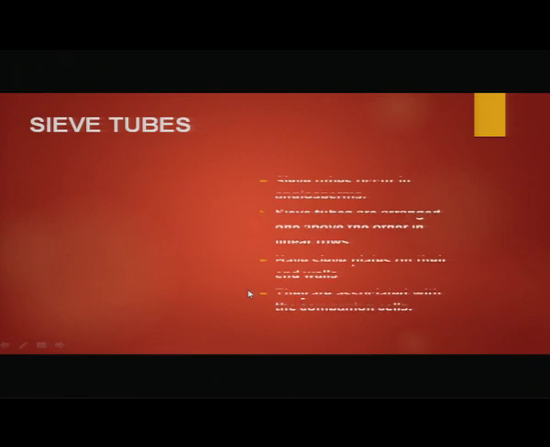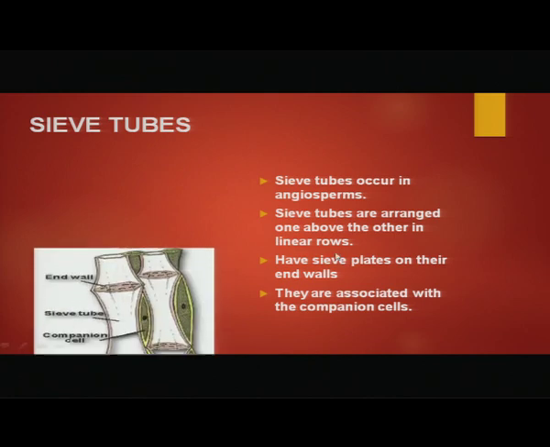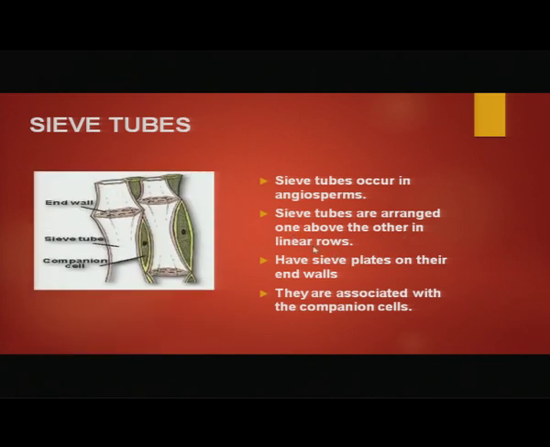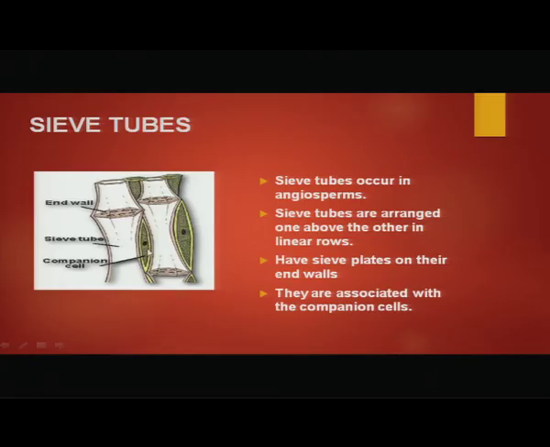Now, coming over to the sieve tubes. Sieve tubes occur in angiosperms. They are arranged one above the other in linear rows, just like the vessels stacked one over the other, and they have sieve plates on their cell wall. Please refer to the diagram here. You can see this is one tube cell and this is another tube cell and there is a sieve plate in between on the end wall, and the sieve plate is named so because of the presence of numerous pores. So, it gives them the appearance of a sieve, and they are associated with the companion cell.